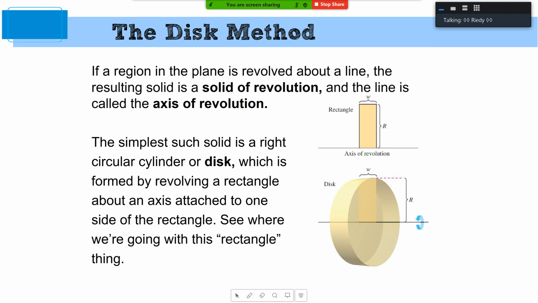And so this involves a little bit of geometry here. You'll see that this rectangle is going to be quickly replaced by our representative rectangle. So things like the width aren't going to make any sense. We're going to replace that width with a dx or a dy, depending on how it looks. And then r is the radius. And so you see, if I revolve that rectangle around that axis of revolution, it creates this disk thing. So there's a little bit of geometry there. We need to be able to find the volume of that disk. How do I find the volume of that disk?